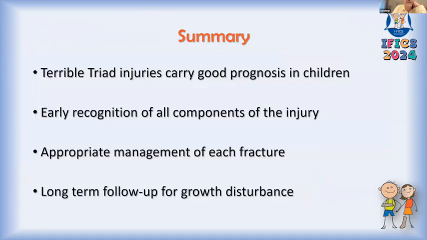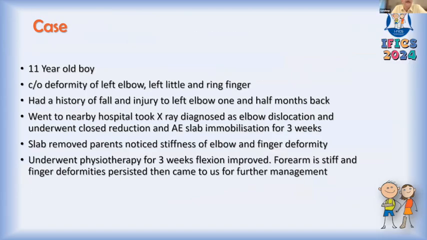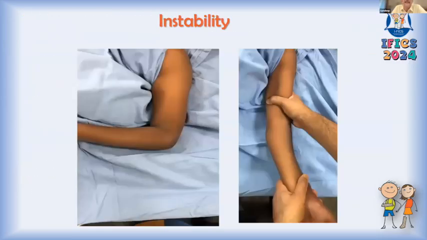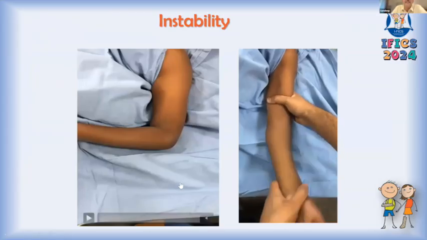So terrible triad injuries do happen even in young children. You need to recognize all components, and most of these will need surgical intervention, but always keep a long follow-up for growth disturbances. This is another child with elbow instability. As you can see here, his elbow was unstable.